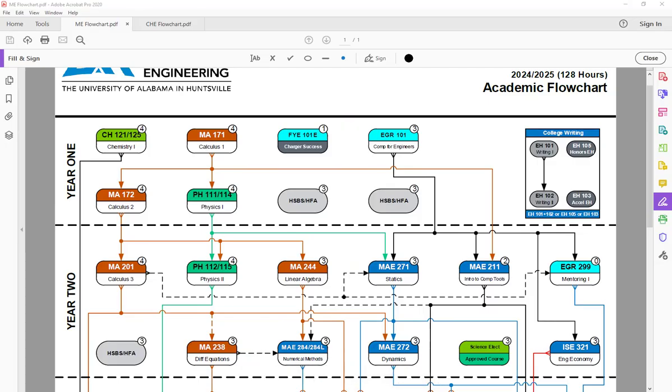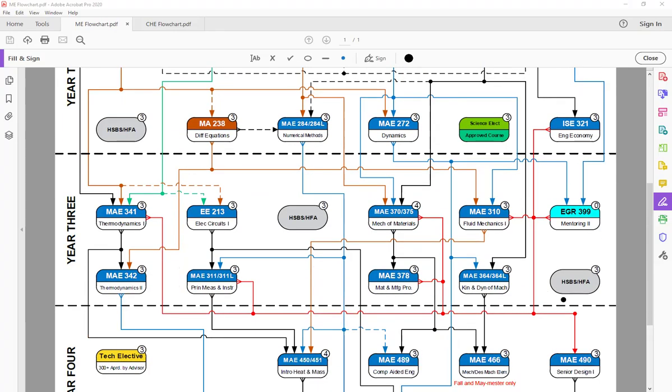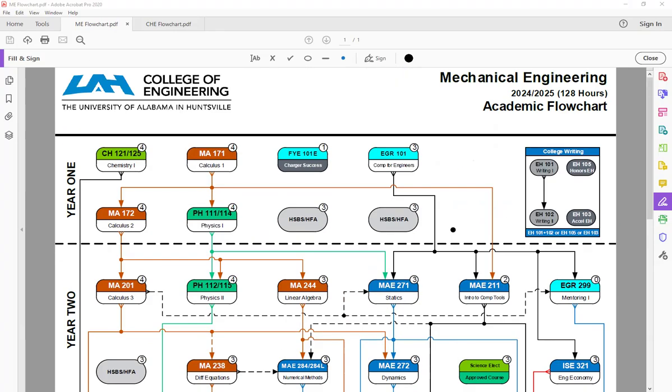Now, what about the courses that don't have any lines connecting them? For the most part, these are electives. You can see 6 gray boxes marked HSBS/HFA. These are your Gen Ed electives. They're not prerequisites for anything else, and for most of them, they don't have any prerequisites themselves. You have many options for each of these electives, and they can be taken at any time in almost any order. You'll learn more about these electives in another module, as well as the breakdown of the college writing requirement you see here.